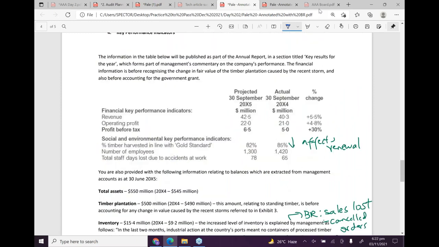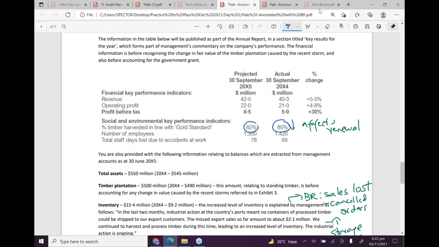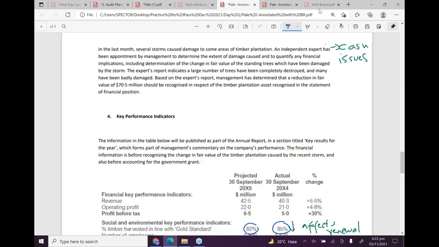If any of you were able to pick up that the gold accreditation or standard has certain requirements and their percentage of timber harvested in line with the standard is going down, this could affect renewal as well. So that's an answer you could link to your earlier one.